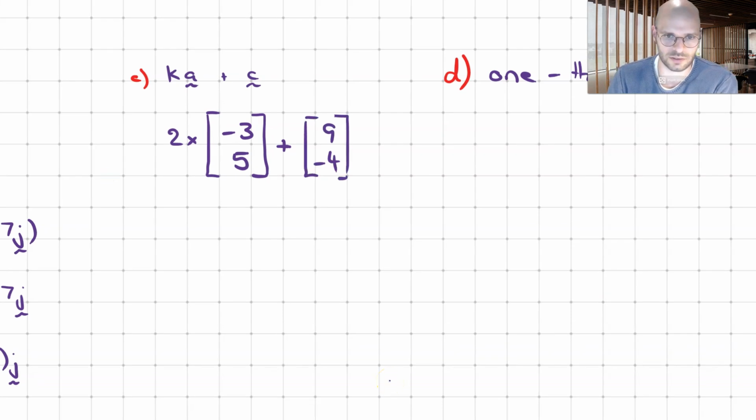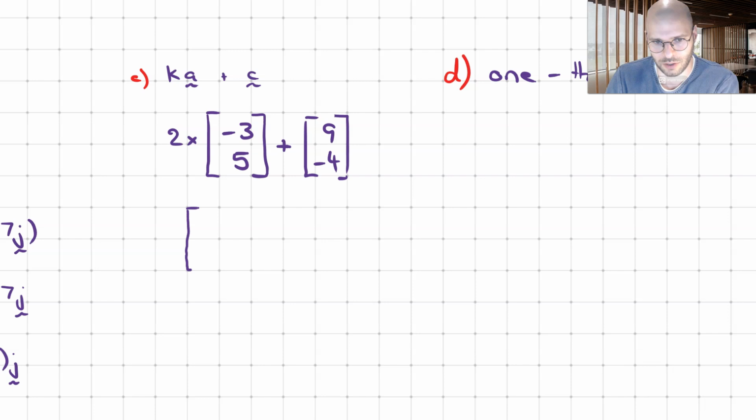Okay, this works in the same order as BADMAS. We do our multiplication and then we do our arithmetic of plus and minus. So first thing I need to do is multiply both members of vector A by 2, because that's how scalar multiplication works.